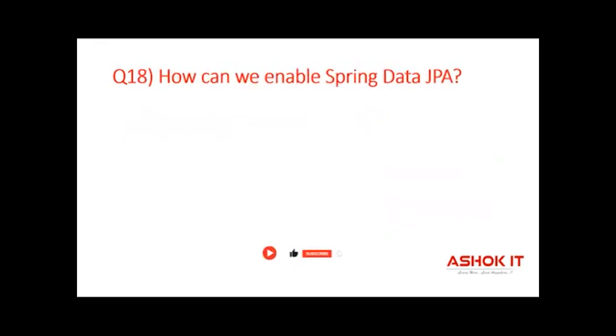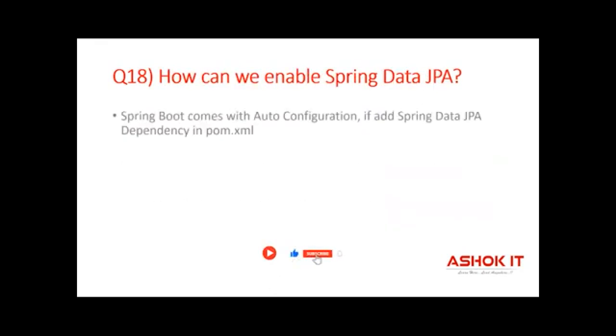So how can we enable Spring Data JPA? You want to use Spring Data JPA? Don't worry, it is actually auto configured. You need not do any specific configuration and enabling. Just add a dependency, a starter: spring-boot-starter-data-jpa. If you want to use all the process here, this dependency we need to add. If you're using Gradle, you have to mention this one in the build.gradle.